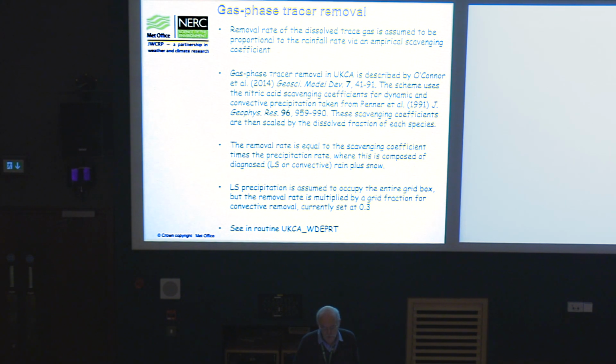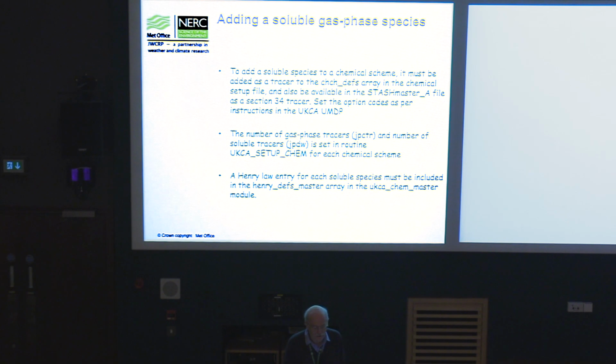Large-scale precipitation is assumed to occupy the entire grid box, but the removal rate for convective removal is multiplied by a grid fraction. To add a soluble gas phase species, you have to add the species into the Stash Master A. I gather you've had a bit of experience in doing this. Set the option code as per the instructions, change the number of gas phase tracers and the number of soluble tracers in UKCA setup chem, and add a Henry law entry.